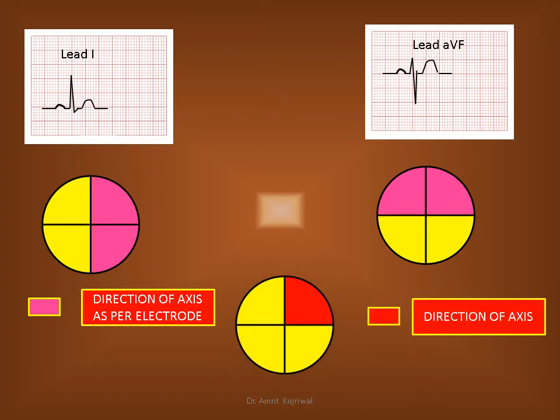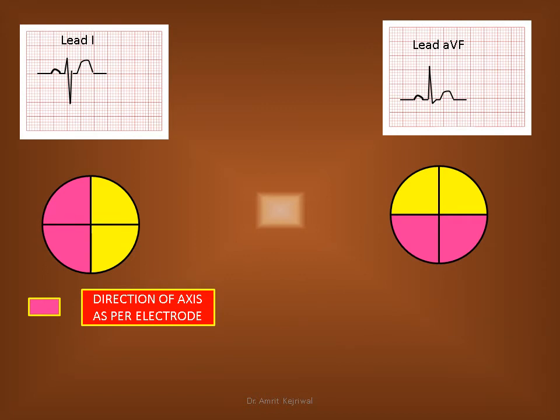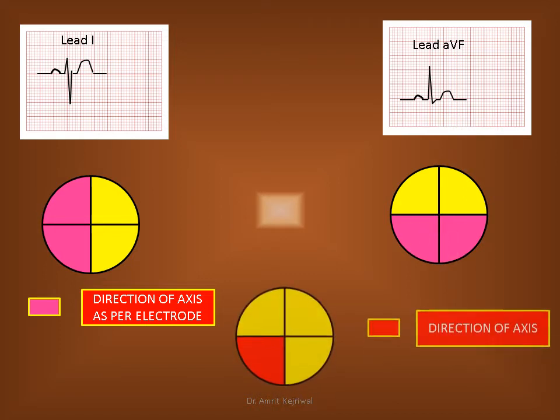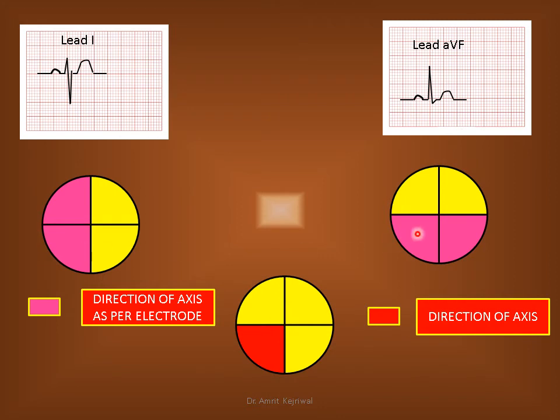So this is the direction of the axis, probably LAD, and in lead 1 it is negative and in AVF it is positive. So as per the direction of the electrode, this should be the axis in lead 1, and in AVF if it is showing positive, this is the direction of the axis. The common shaded part is this pink.